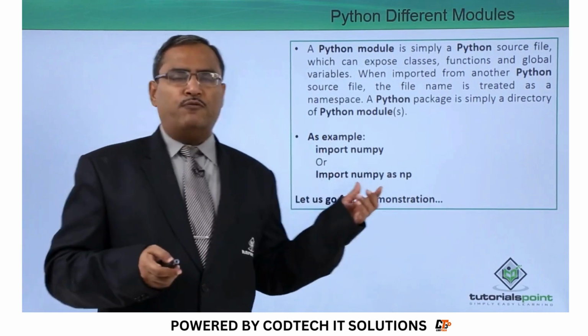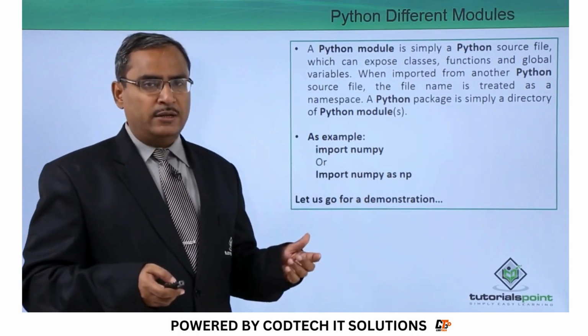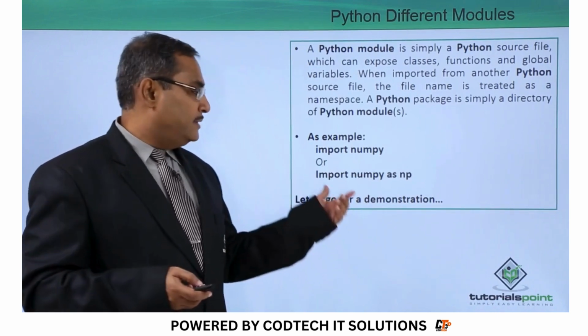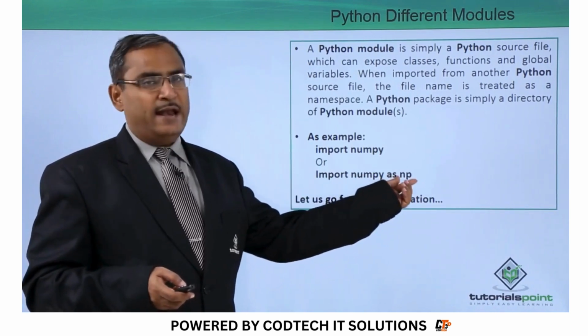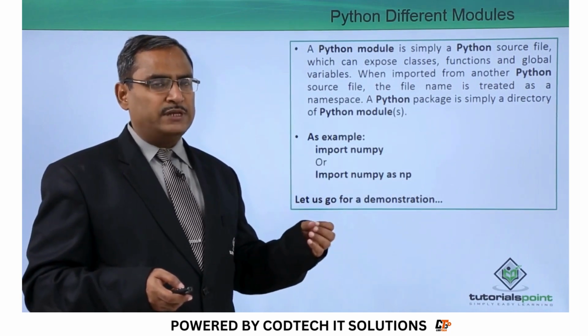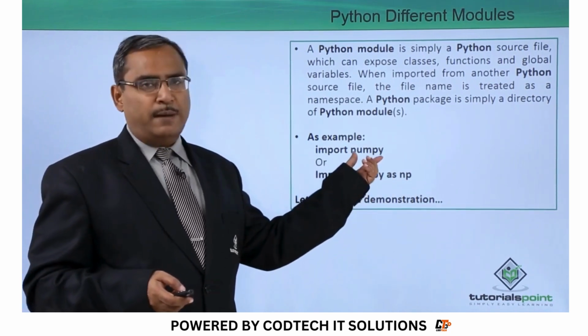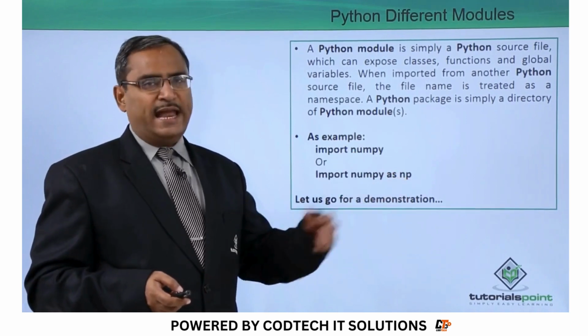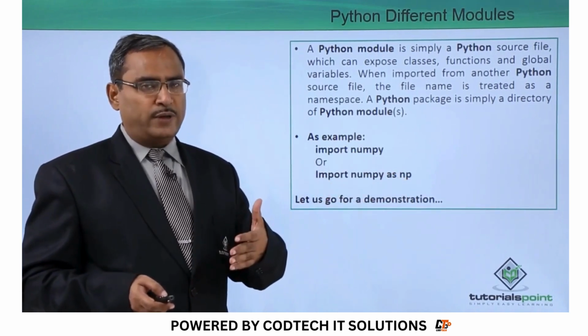As an example, we can go for import numpy. Also we can use an alias, that is import numpy as np. So next time whenever we are supposed to access any component from numpy, you can go for numpy dot or you can go for np dot. In this way we can also access it.